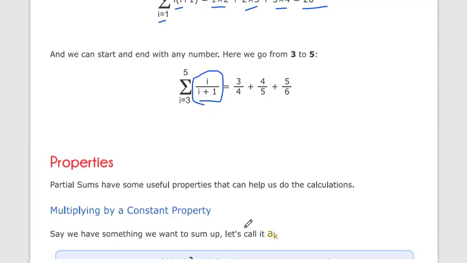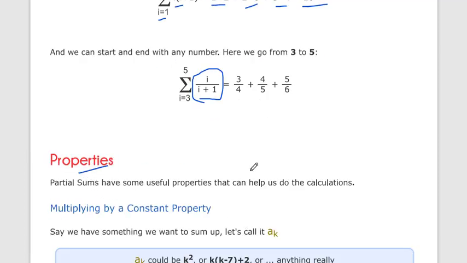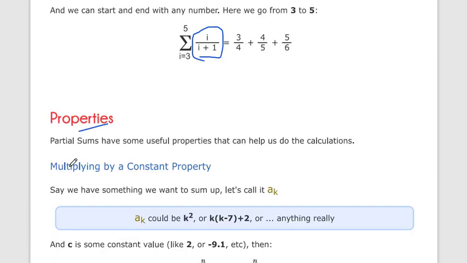Now let's talk about properties. Multiplying by a constant.